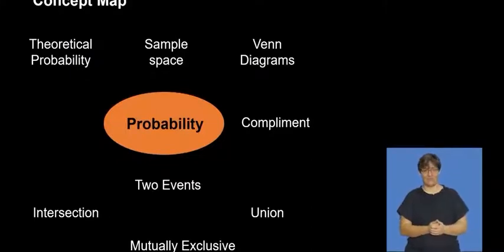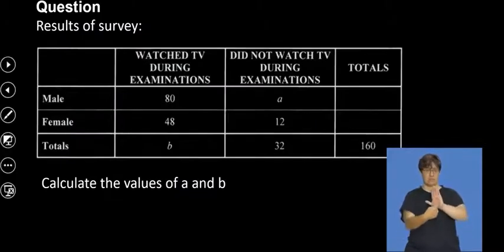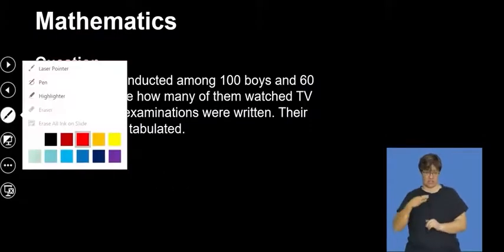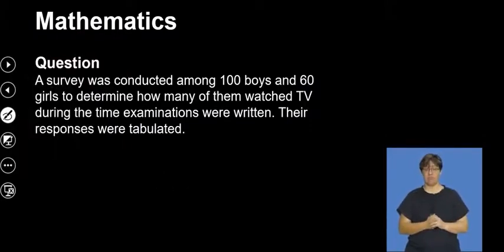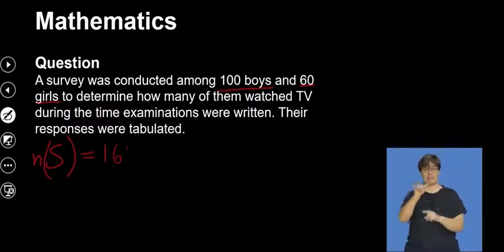So applying our concept map, we recognize we've got a situation here where there's a survey that's conducted amongst a particular sample of boys and girls. Within the survey there are 100 boys and 60 girls. So immediately, before I've even thought about looking at the data, I'm going to recognize that the size of the sample is going to be 100 plus 60, which is 160.